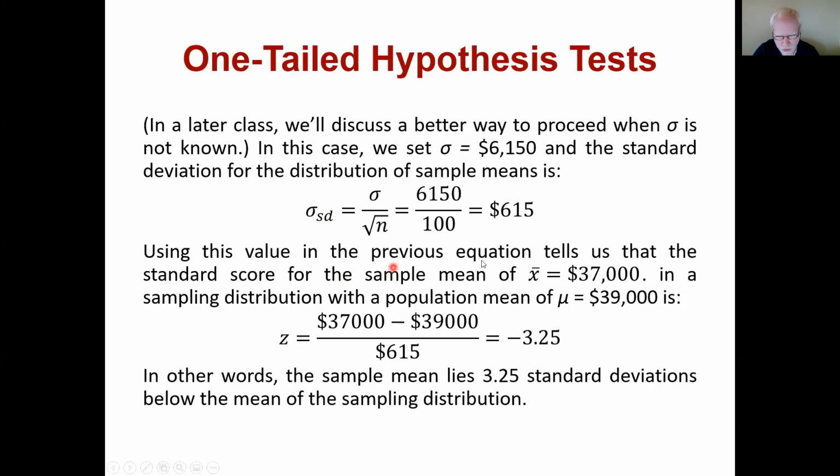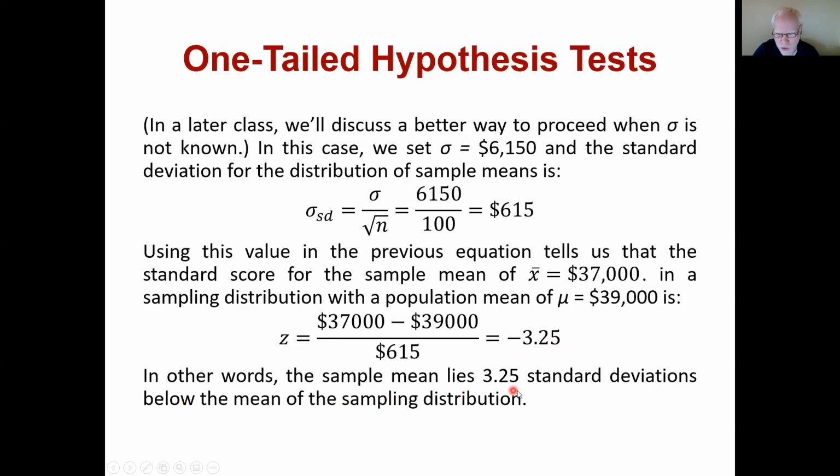Using the value in the previous equation tells us that the standard score for the sample mean of X bar, so the sample mean is equal to $37,000, and the sampling distribution with the population mean of $39,000 is, so the Z score, we take our sample mean, our population mean, divided by the standard deviation, so the mean of the sampling distribution, divided by the standard deviation of the sampling distribution, and that gives us a standard score of negative 3.25.